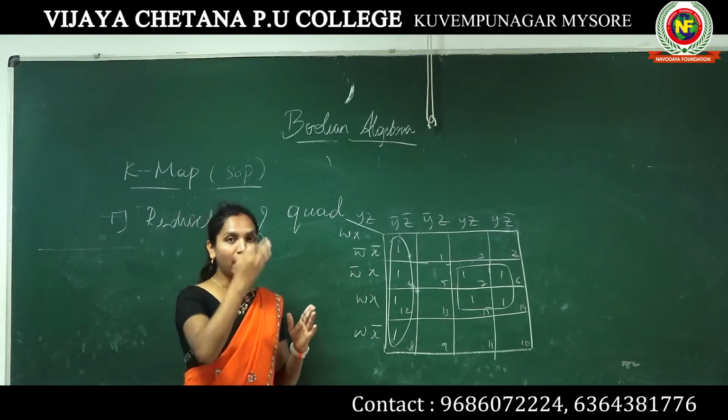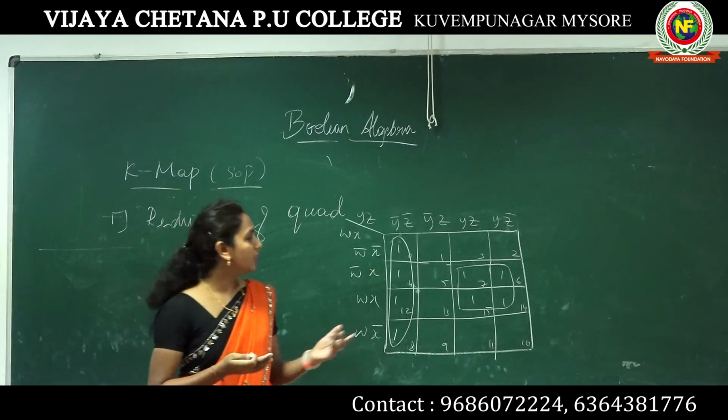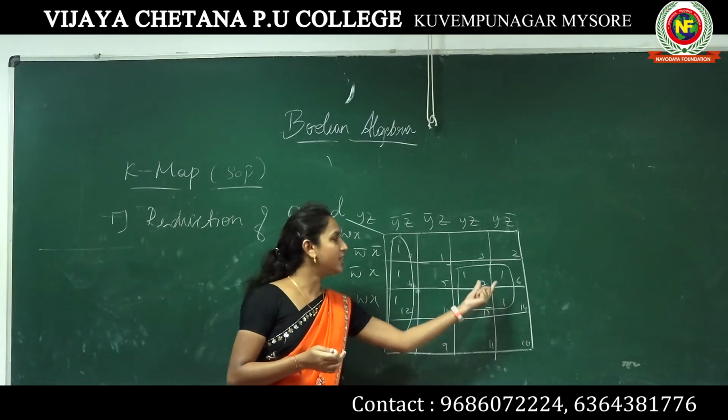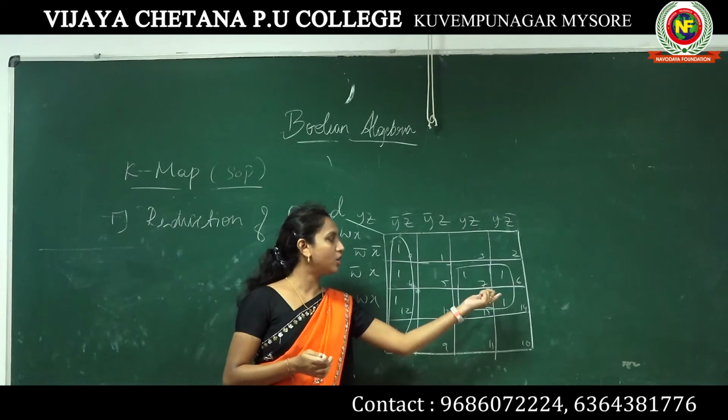The 4 ones can be in a vertical line or horizontal line, or else they are placed like this, or else it is placed like this. This is also quad. This is also quad.